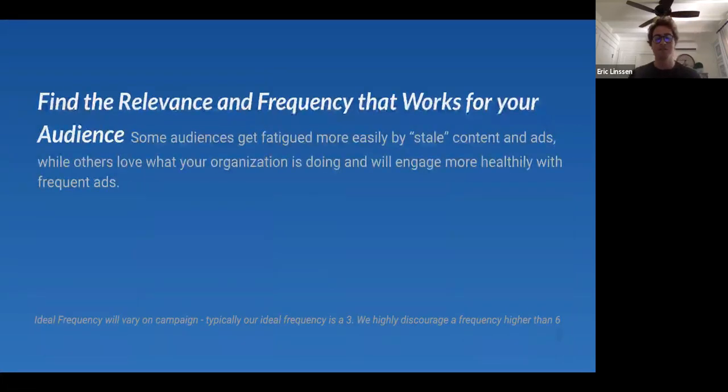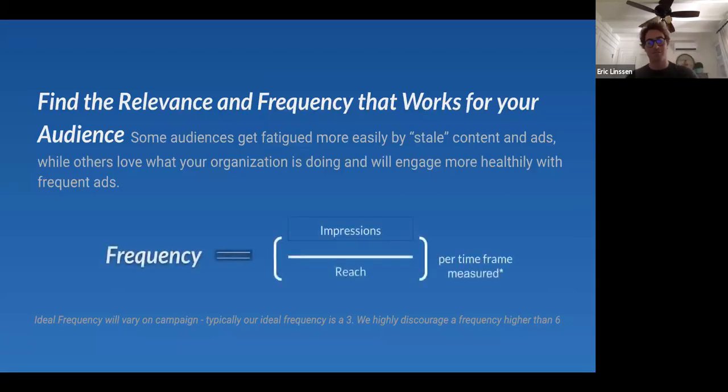Another key tip here is to find the relevance and frequency that works for your audience. This is a little bit more of a technical tip, and there's a bunch of these. Again, we're happy to go through that if we schedule one-on-one time, but this is specifically finding the frequency that works. Frequency is how many times someone has seen your ad. So basically number of times over time for the measured time period. This is the formula, impressions over reach per time frame measured.